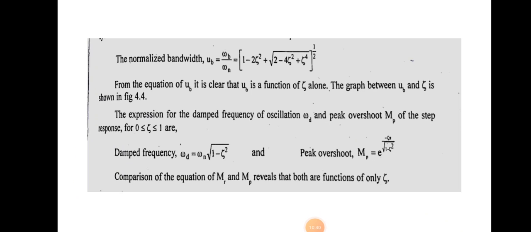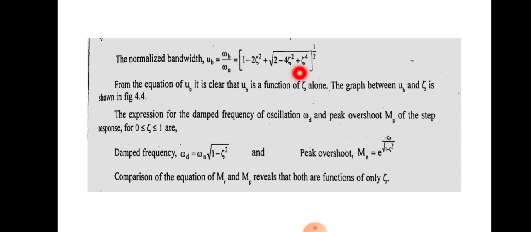We have the equation for normalized bandwidth, u_b equal to omega_b by omega_n, and we have its value from the previous discussions as 1 by 2 epsilon square plus square root of 2 minus 4 epsilon square plus epsilon raised to 4, all raised to 1 by 2. This is the equation we have obtained from the resonant peak M_R equations. That is the time domain specification. And from this equation, we can find that u_b is a function of epsilon.